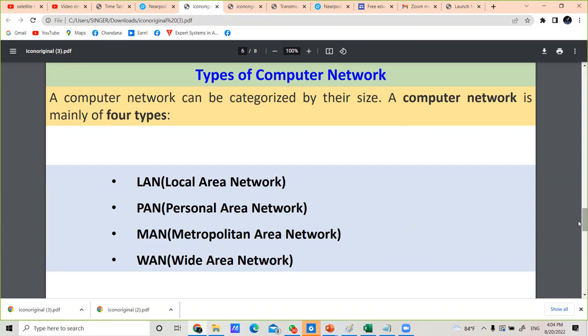These are the main categories of networks. Look at the main categories mentioned here. We have four categories. First one, LAN: local area network. Then PAN: personal area network. Then MAN: metropolitan area network. Last one, WAN: wide area network. These four types differ. They have separate characteristics and features, and we want to learn the separate characteristics and other features of each category of network. We start with the first one, local area network, LAN.